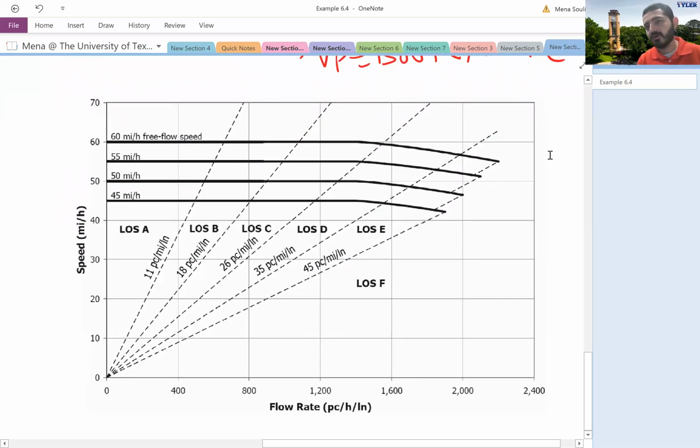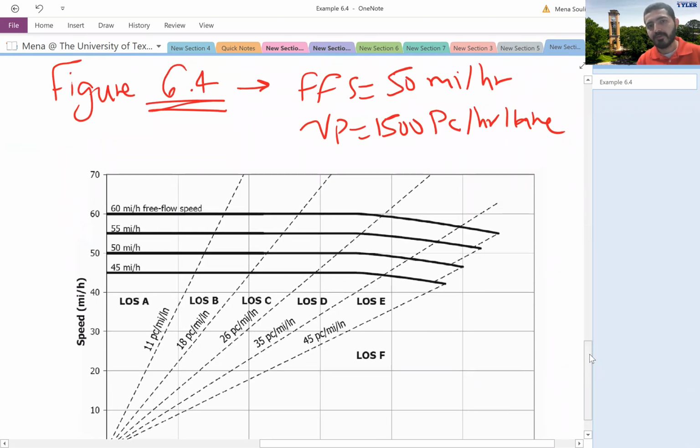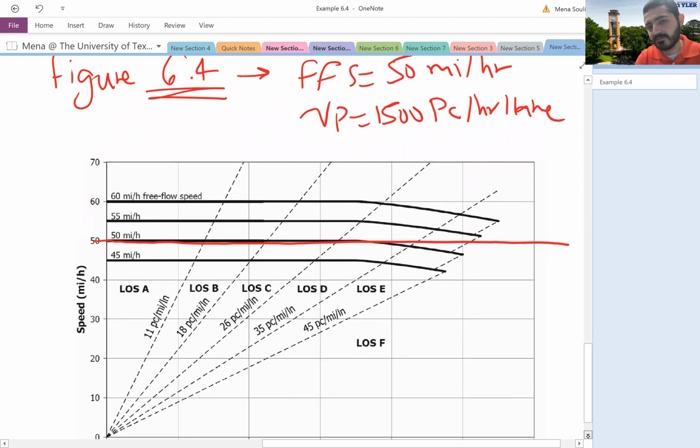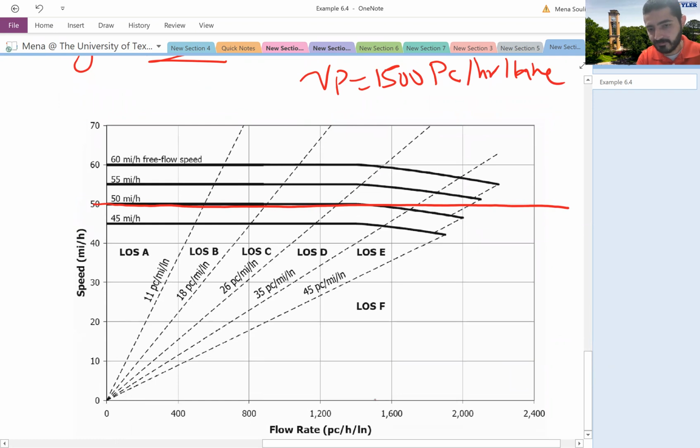All right, so how can we get the level of service? Again, there are two ways using this simple graph. We can draw it. The free flow speed is 50, so this is the line here for 50, and VP is on the x-axis, 1500. Therefore it's going to be right here, and that's going to be level of service D.